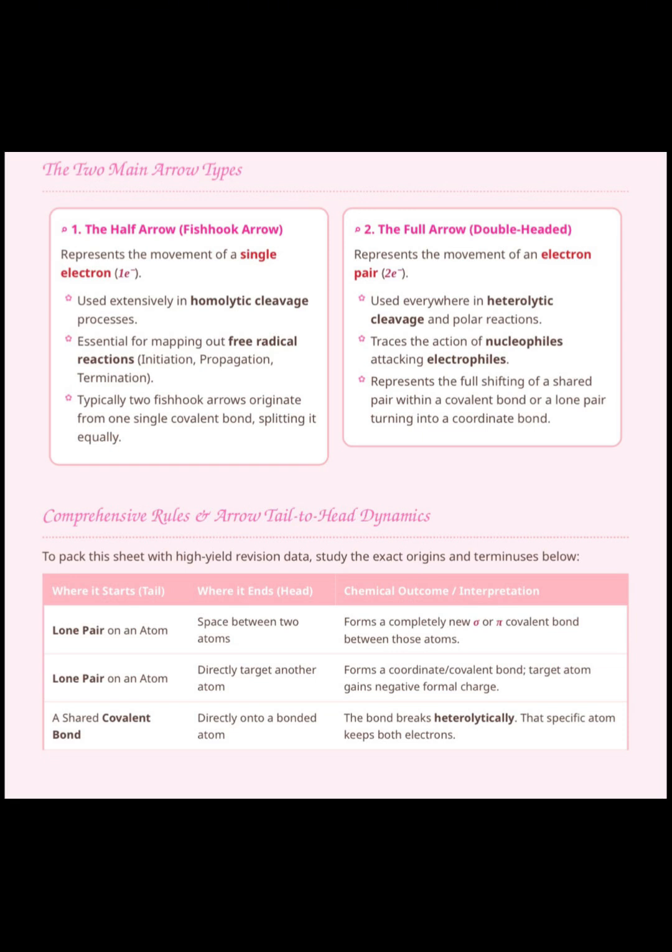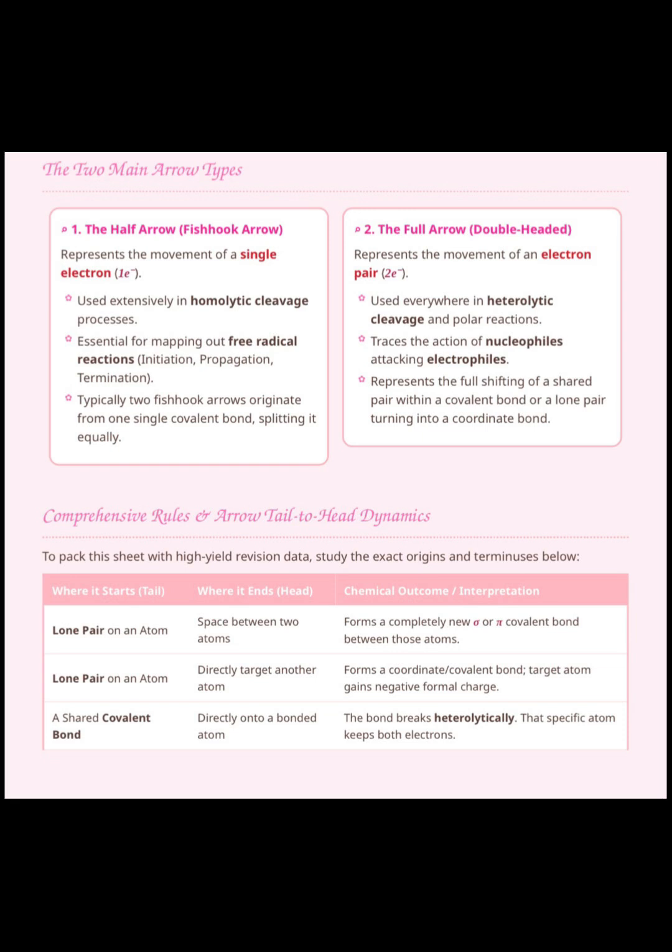We use this for stuff like homolytic cleavage, which is just a fancy way of saying a bond splits perfectly down the middle, giving one electron to each side to create these highly reactive things called free radicals.